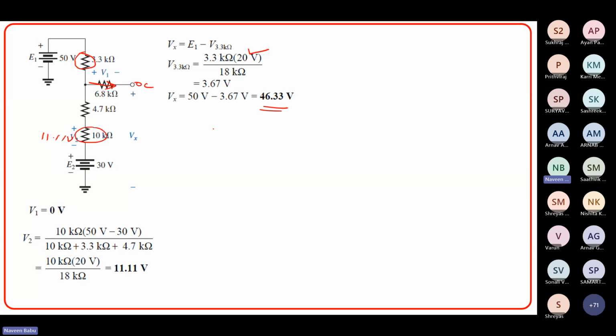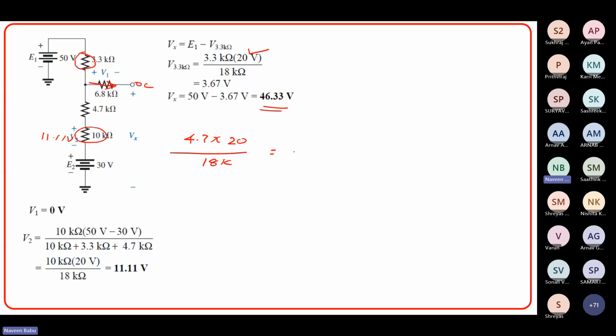Now you can cross verify also. You calculate the voltage difference across 4.7. So it is 4.7 multiplied by the current in this loop, which is 20 divided by 18K. So this value is 4.7 multiplied by 20 divided by 18, which is 5.22 volts, right?